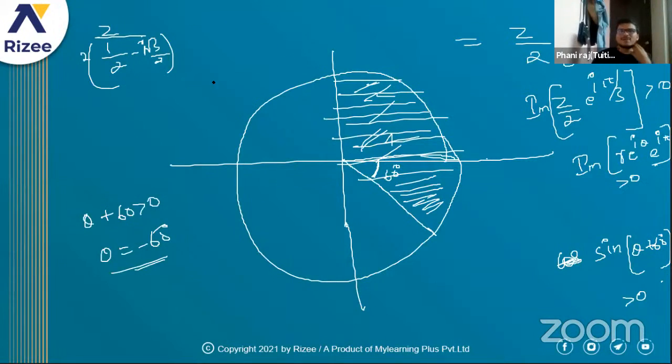Now I'm writing 1 minus root 3I by 2 in polar form, because I should write it in terms of a complex number: Z by 2 into e power minus I pi by 3. This becomes the imaginary part of Z by 2 into e power I pi by 3 is greater than 0. Positivity doesn't change when you multiply and divide by positive numbers, so we can get rid of the 2 also. So the imaginary part of Z e power I pi by 3 is greater than 0. If you write Z to be R e power I theta, that is the same as the imaginary part of R e power I.